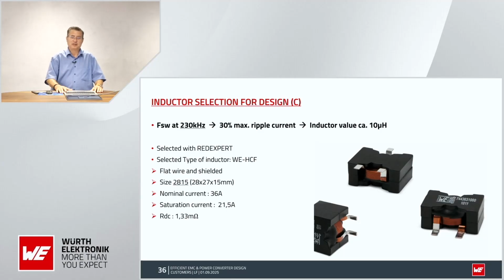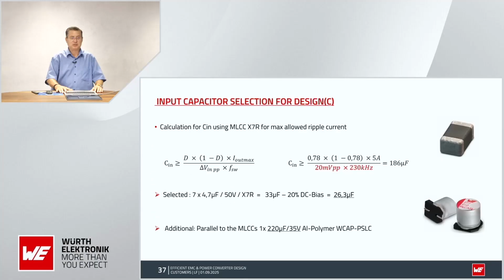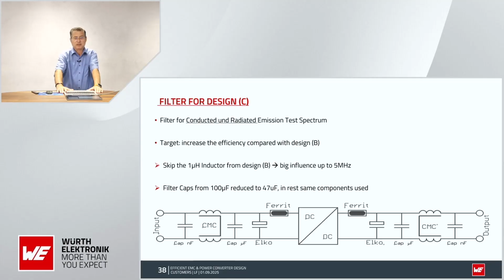I'm very confident I will have the highest efficiency with this one. The frequency is so slow, I expect a maximum of 20 millivolt peak to peak at 230 kilohertz. I will need 186 microfarad, so I will use not 6, I will use 7 4.7 microfarad capacitors. I will put an additional 220 microfarad polymer capacitor in parallel to the MLCCs. So I will have a good input filter capacity.